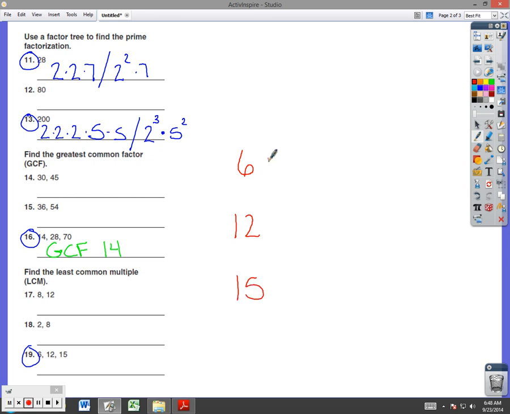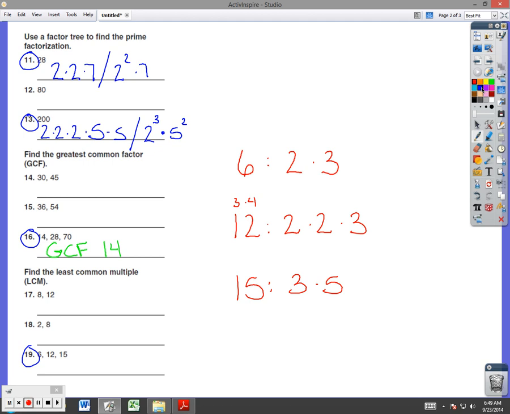Now let's do the prime factorization of 6. Not too bad. It is 2 times 3. Now I know 12 is 3 times 4. But 4 can be broken up to 2 times 2. And then 3 is already prime, so 3. 15 is 3 times 5.